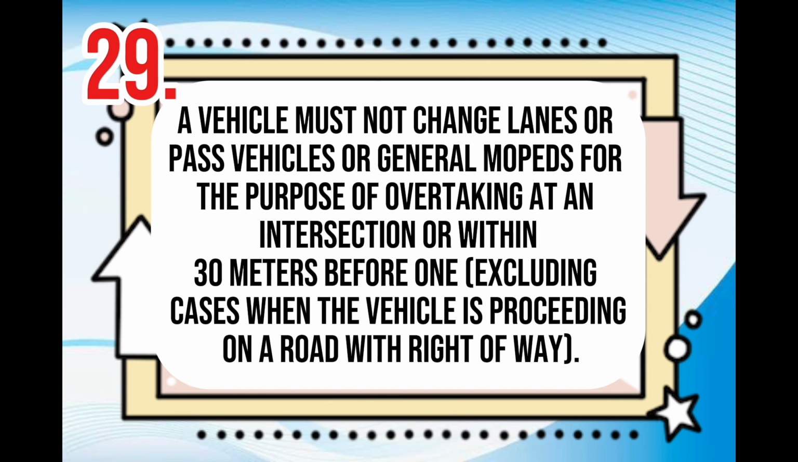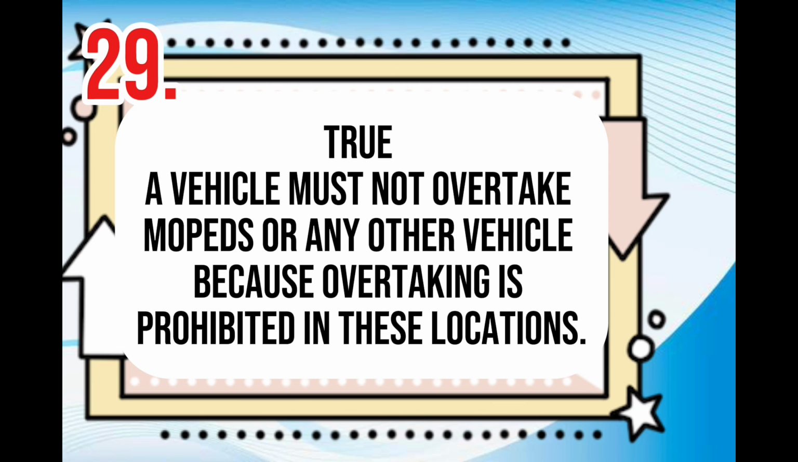A vehicle must not change lanes or pass vehicles or general mopeds for the purpose of overtaking at an intersection or within 30 meters before one, excluding cases when the vehicle is proceeding on a road with right-of-way. True, a vehicle must not overtake mopeds or any other vehicle because overtaking is prohibited in these locations.